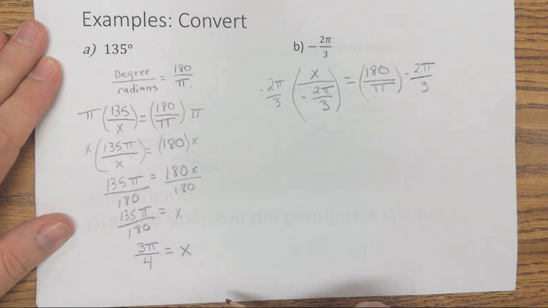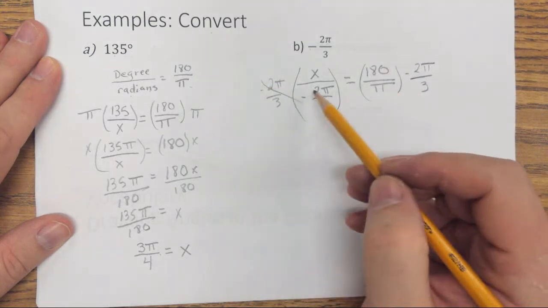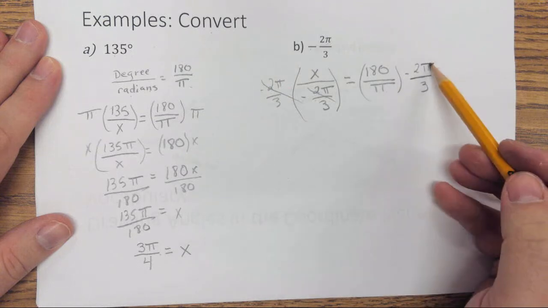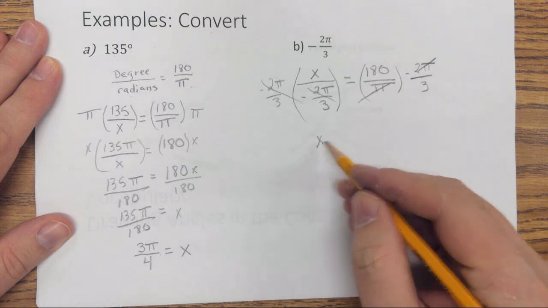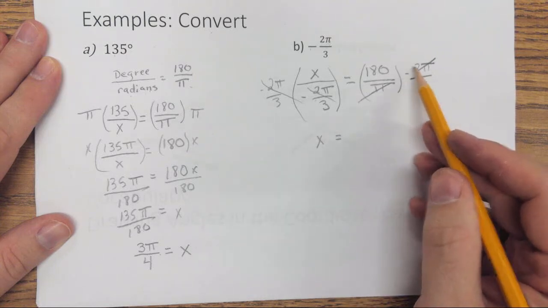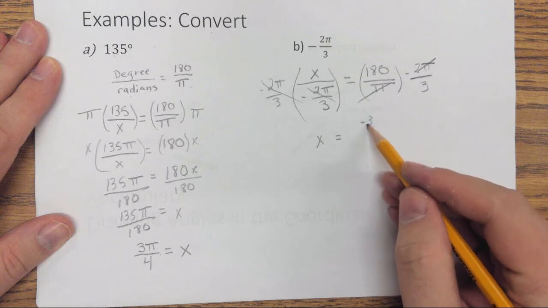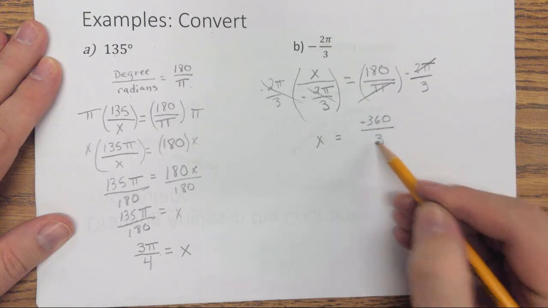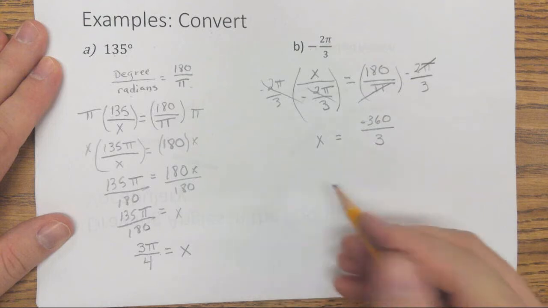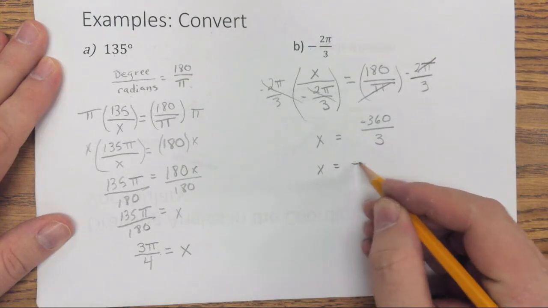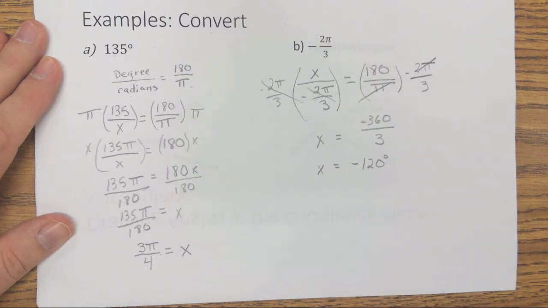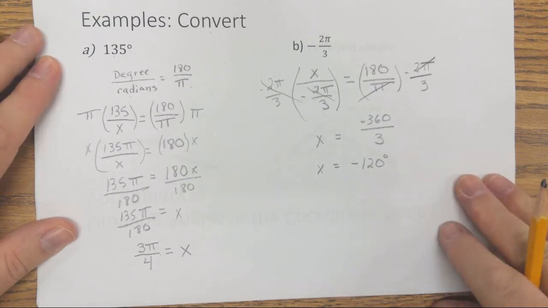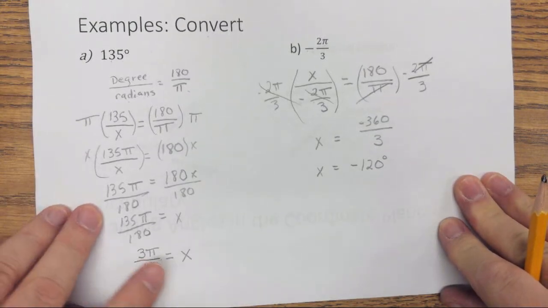You can see here, this is going to cancel out. There's pi here and pi here, so our pi's go away. So then I've got x is equal to negative 2 times 180, which is negative 360, over 3. That means that x is equal to negative 120 degrees. Okay, it's not too bad. Alright, moving on.